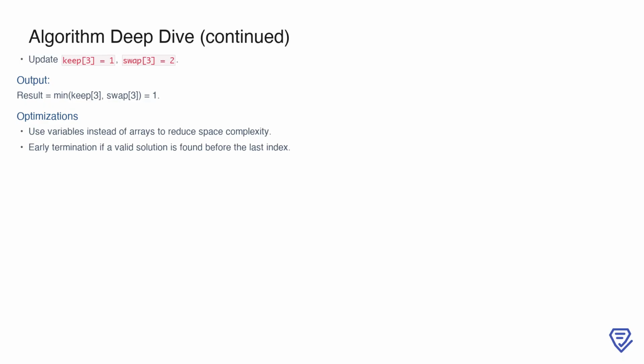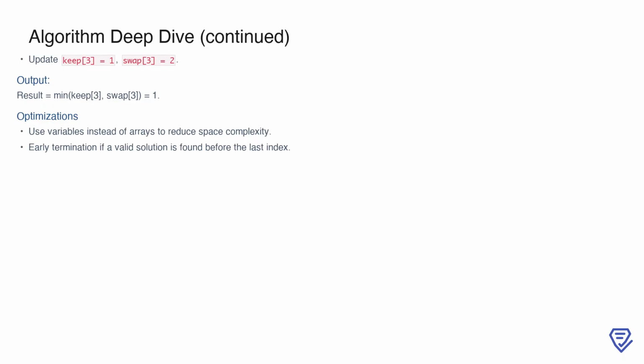By evaluating the conditions, we find that keep[3] becomes 1, indicating that one swap is needed to maintain the strictly increasing property without swapping at index 3. Similarly, swap[3] becomes 2, accounting for the scenario where a swap is performed at this index. The final result is the minimum of keep[3] and swap[3], which is 1. This means only one swap is needed to make both sequences strictly increasing.